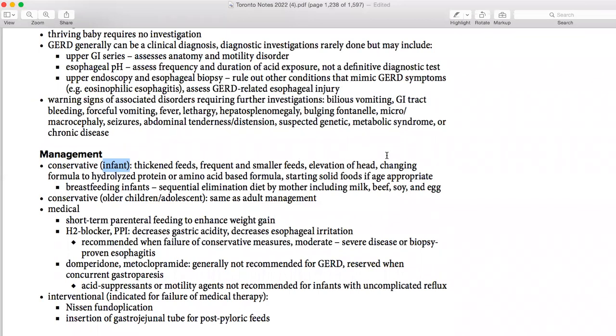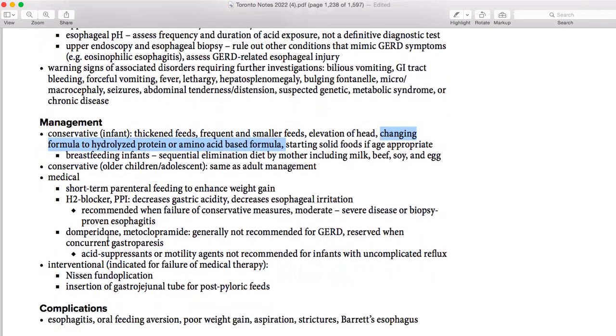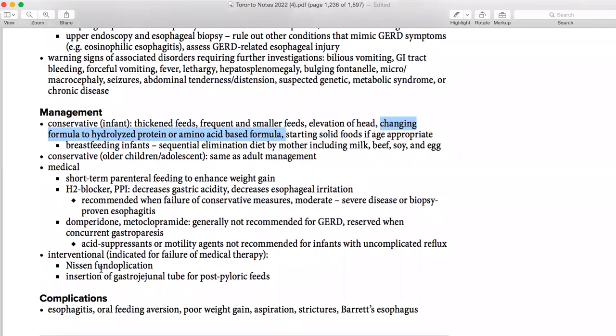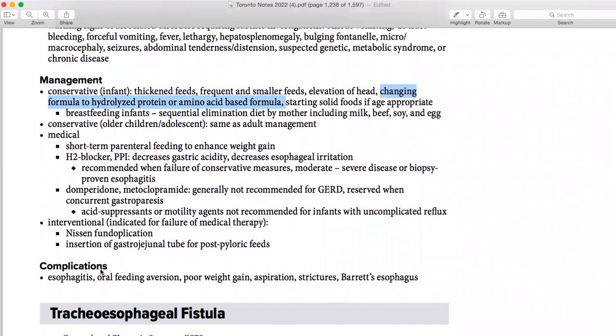So you have to tell which formula you are going to change to, a hydrolyzed protein or amino acid based formula. So you need to know which formula you are going to use. For breastfeeding infants, it is basically a sequential elimination diet, and then the conservative management is the same as in adults. That includes PPIs, acid-base or anti-acid drugs, etcetera. Then medical management is basically pre-natal feeding to enhance weight gain. Then H2 blockers, PPIs, everything is written here. Anti-emetics should be given, anti-suppressants. And then in the very end, what you are going to do is Nissen fundoplication.